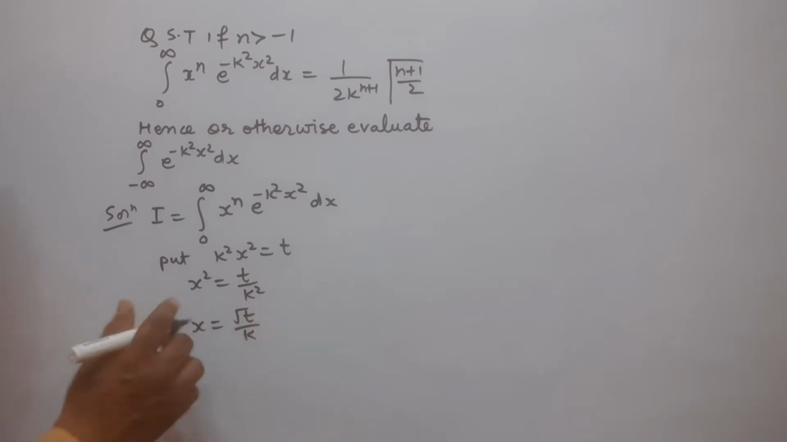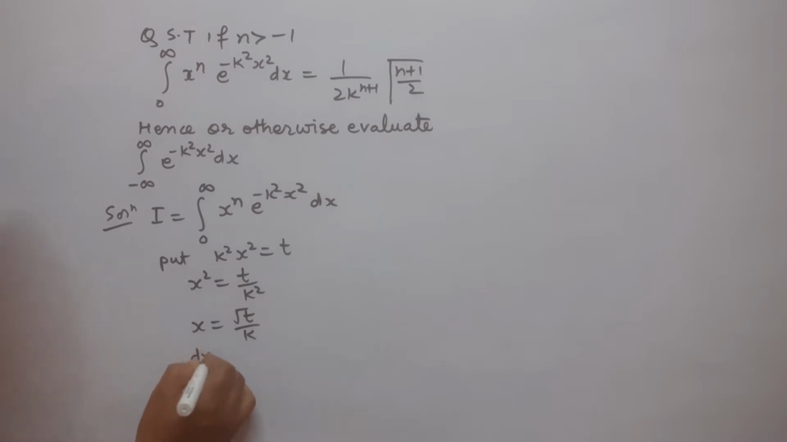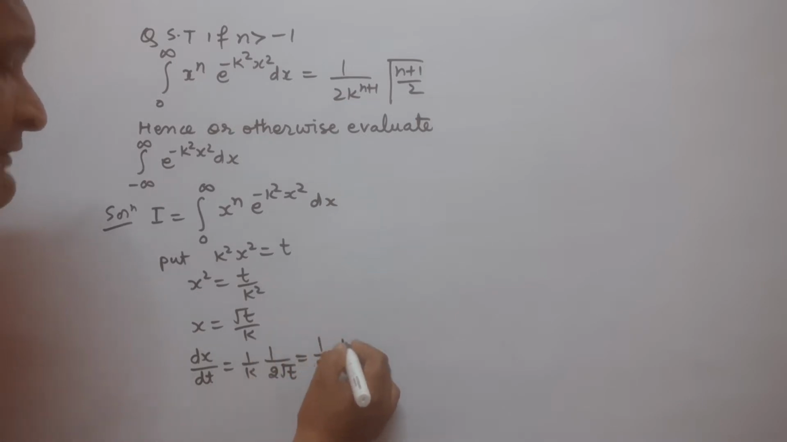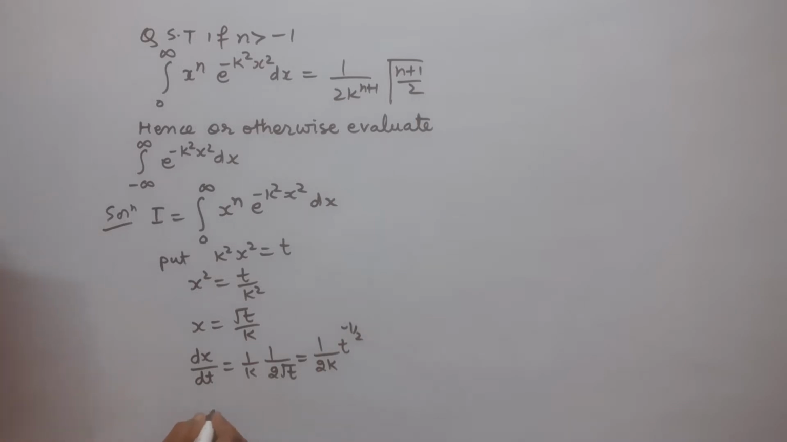Now we differentiate this with respect to t, so we get dx upon dt, which is equal to 1 upon k, and the differentiation of root t with respect to t is 1 upon 2 root t. So this can be written as 1 upon 2k, and this root t goes to the numerator, so the power of t is minus 1 by 2. So dx is equal to 1 upon 2k t to the power minus 1 by 2 dt.